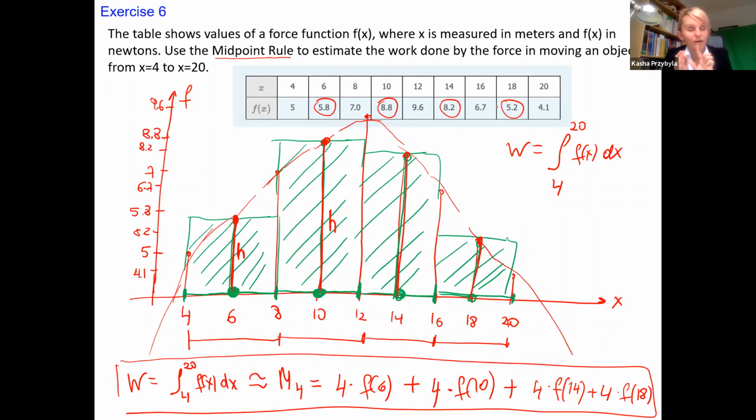But just the idea of how to get the work: we will integrate the force, having a formula, having a graph, or having a value from the table. Okay, I just want you to remember, maybe you can tell me what formulas you've learned today.